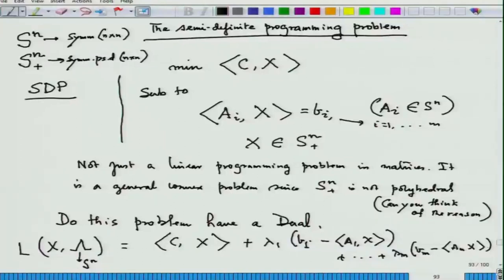Once I have constructed this, the clever trick is that I am not including the hard constraint that x has to be positive semi-definite into the Lagrangian framework, because I cannot write it down in the form of inequalities. I can write it down by what is called the Loewner ordering. I can write it down like this.